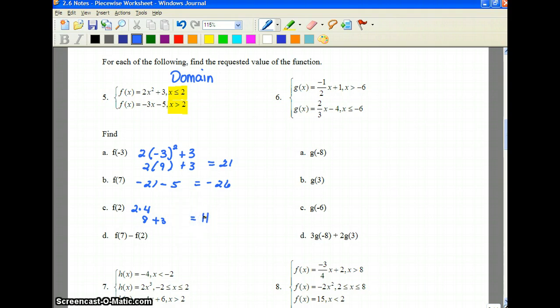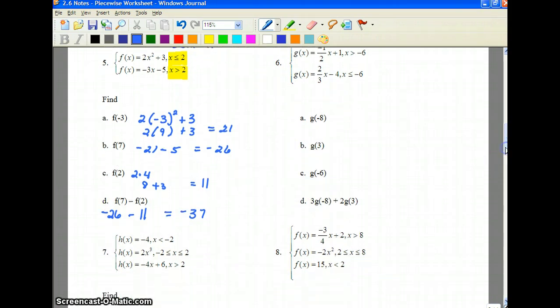Now letter D just has you doing 2 parts. If you look, you've got the answers for those individually. So what's f of 7? Well, you told me it was -26. Subtract f of 2, which you said was 11. -26 minus 11 is -37. And so for all of these problems, you do the same thing. So let's find some that maybe look a little different.